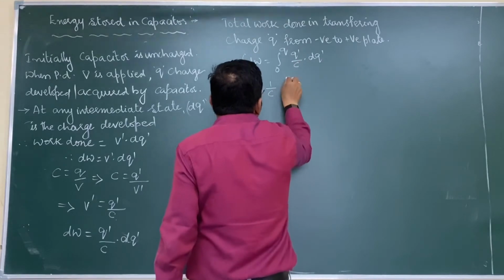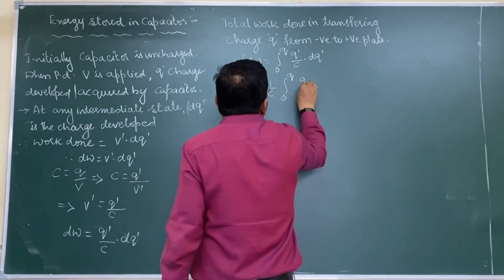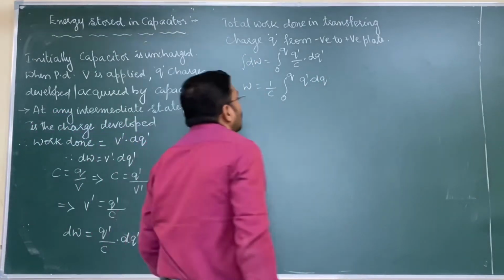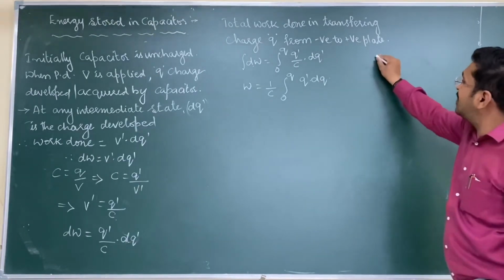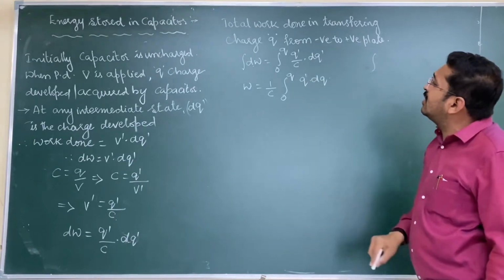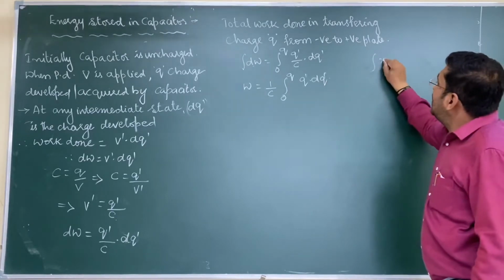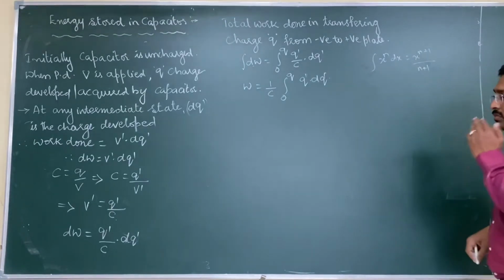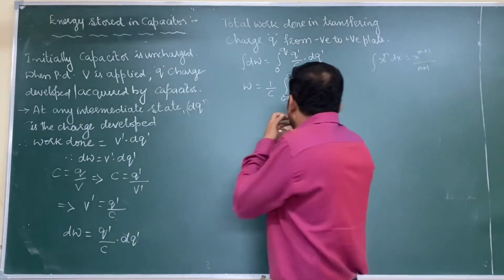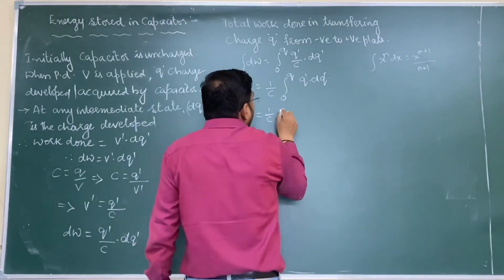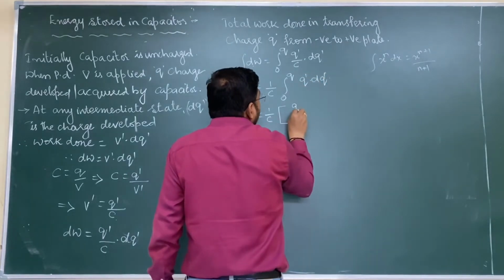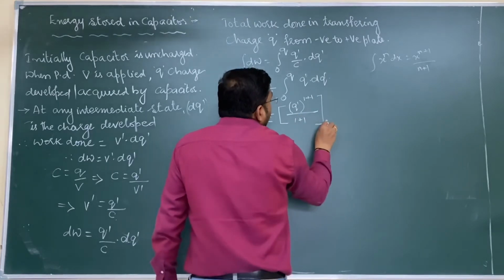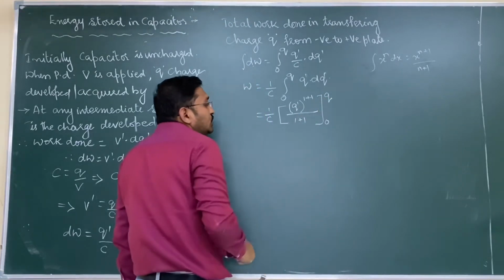Now 1 by c, you have to integrate q dash with respect to dq dash. Okay, integration of q dash with respect to dq dash. Integration of x raised to n dx is equal to x raised to n plus 1 divided by n plus 1. Similarly, it is 1 by c, integration of q dash is q dash whole raised to 1 plus 1 divided by 1 plus 1, where the limits run from 0 to q.